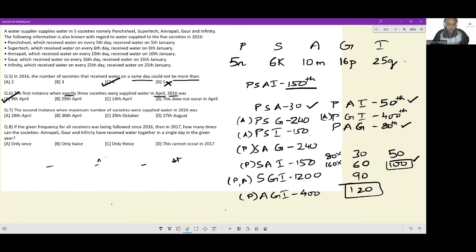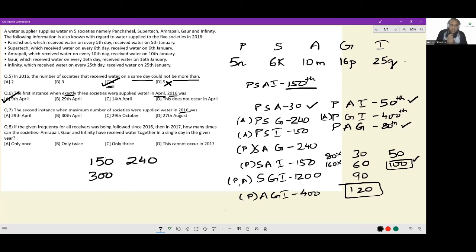Okay. Getting rid of this. Keeping this alive because this is fun. Next. The second instance when the maximum number of societies were supplied water in 2016. See, maximum number of societies being 4. When are 4 societies being supplied water? We have it on 150, 300, and then we go to the next year. Apart from that, we have 240, and then 480 again goes to the next year. Then 400 is anyway next year. We don't check anymore.